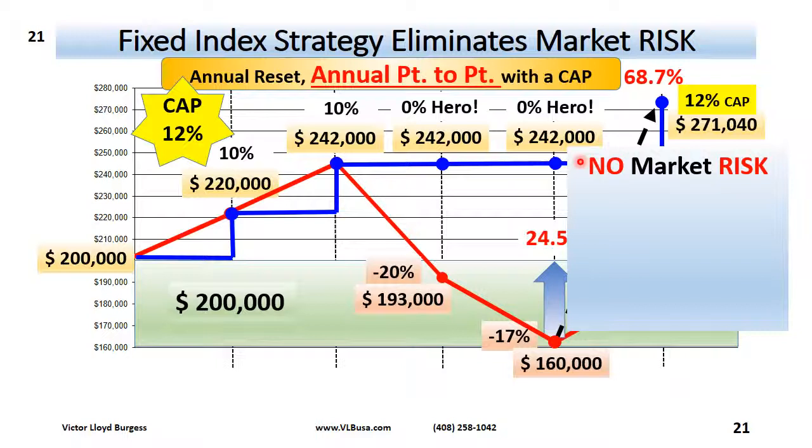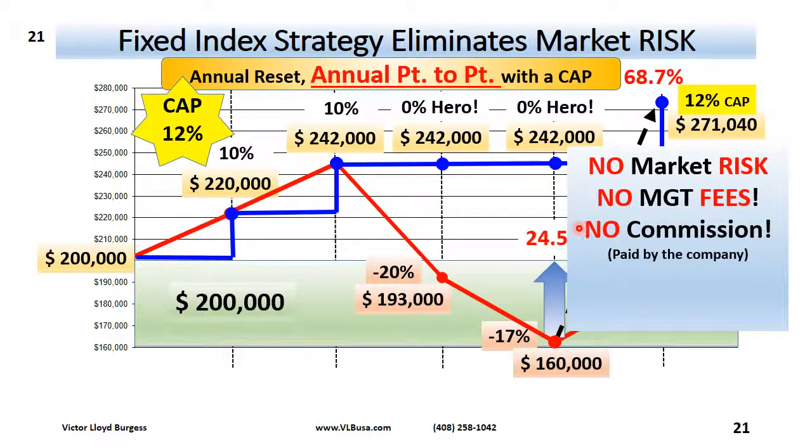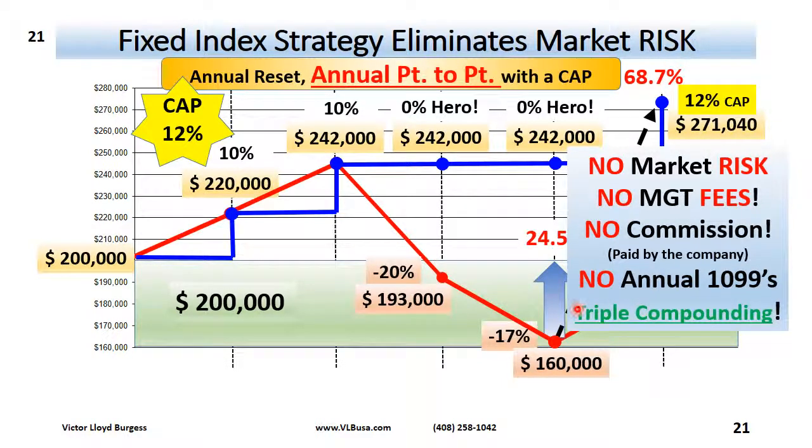In a fixed index annuity, we're even happier. Why? We have no market risk. No one has ever lost money in a fixed index annuity strategy based on market volatility. No management fees, no commissions. The commissions are paid by the insurance company, just like all other insurance. No annual 1099s because it's a deferred account.